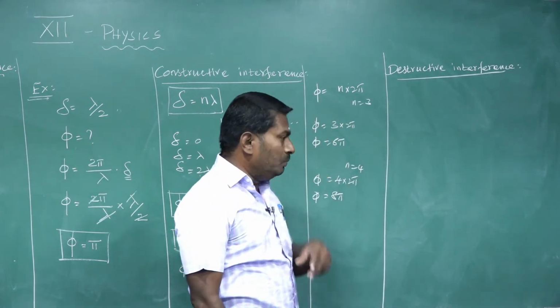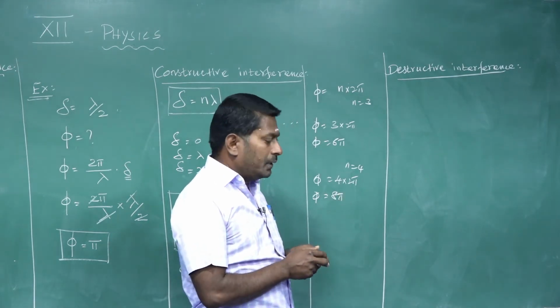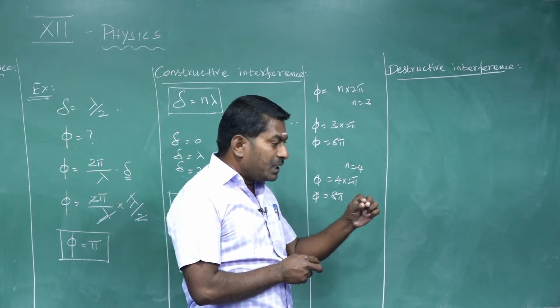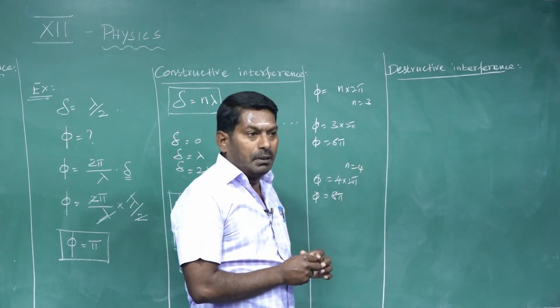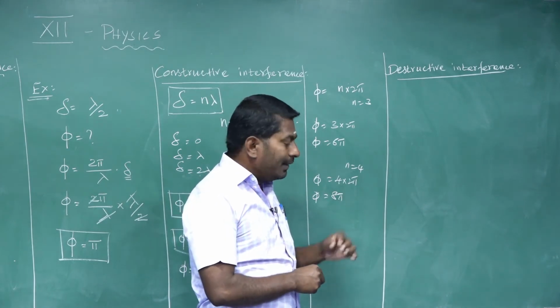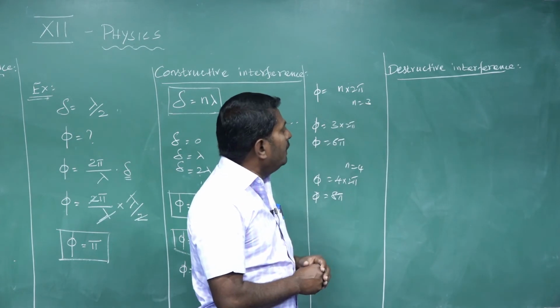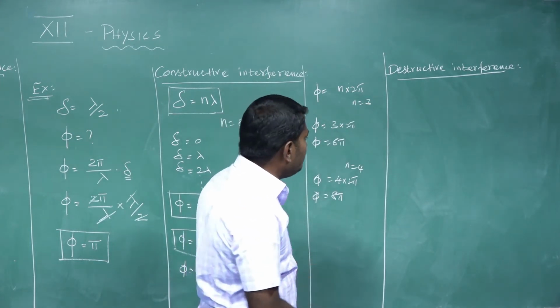See students, when the two waves meet at this point out of phase with each other, the resultant displacement of the particles of the medium is minimum, and the waves meet out of phase. At that point it appears dark. Then the type of interference is said to be destructive interference.